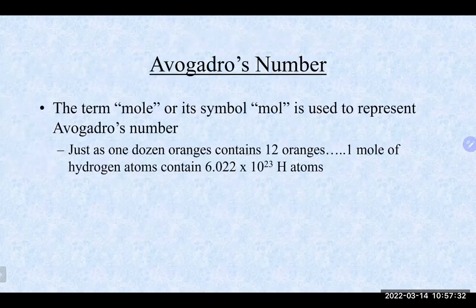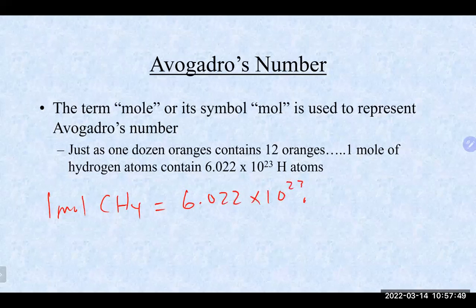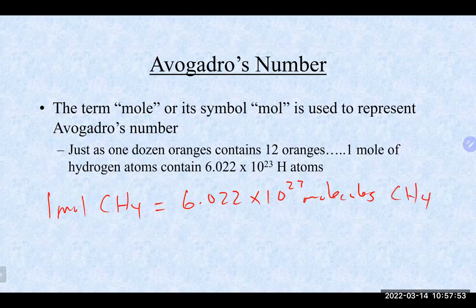So like I said before, 1 mole of hydrogen would have 6.022 times 10 to the 23 atoms of hydrogen. Again, if you had 1 mole of CH4, that would have 6.022 times 10 to the 23 molecules of CH4. Here, CH4 being a molecule, we use the units of molecules. All right.